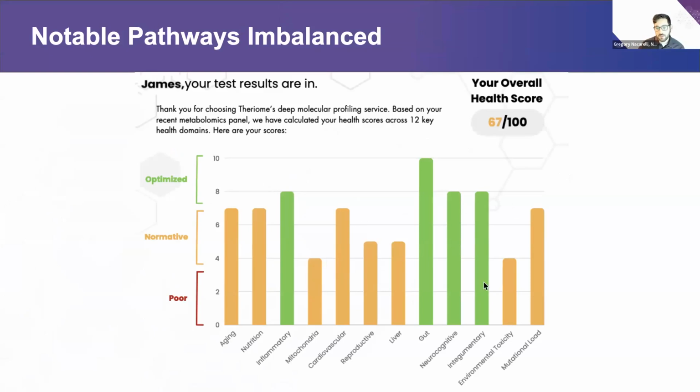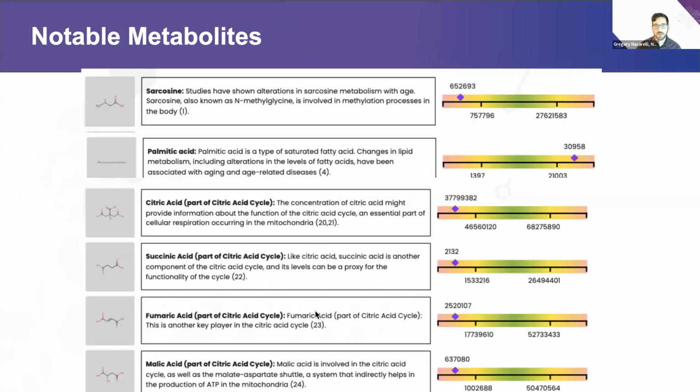Mitochondria was a big one. Liver was another one. Environmental toxicity, big ones. And then there were some other metabolites scattered throughout. Notable metabolites, some of the methylation stuff, glycine, sarcosine, important. Fatty acids were a little bit dysregulated. Palmitic acid, one of the more concerning ones. And then the TCA cycle metabolites. These were all on the lower end of the range. So it makes me further consider the mitochondrial dysfunction.